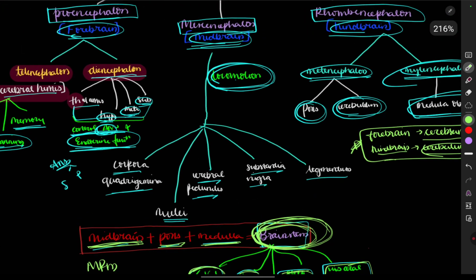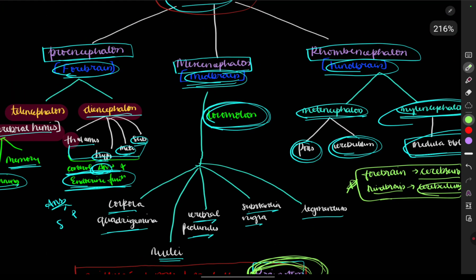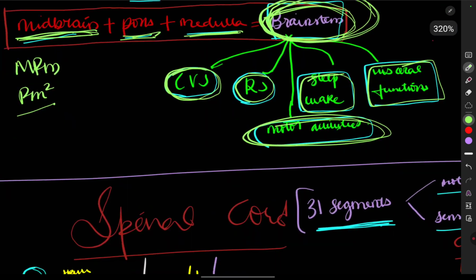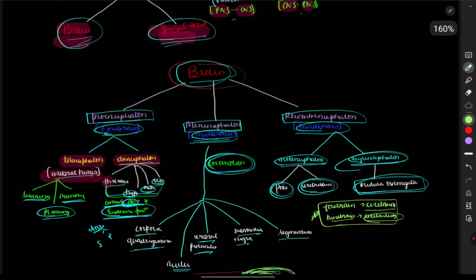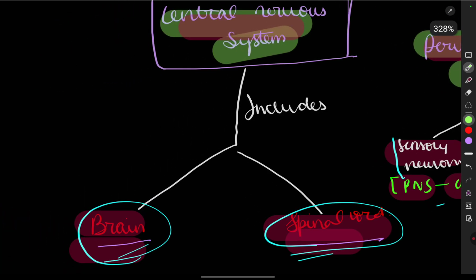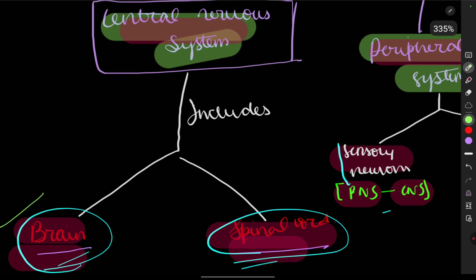Okay, so we saw the forebrain parts, the midbrain parts and the hindbrain parts, and also about the brainstem and its function. Now we are done with the brain. See, in the central nervous system we are done with the brain. Now we are going to do the spinal cord.